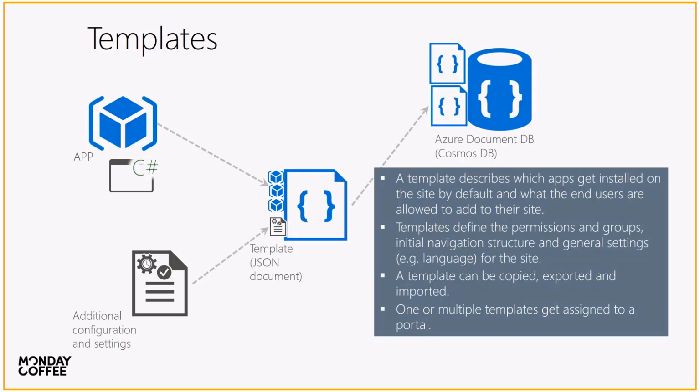So in general, the idea of our templating solution is the template describes which apps get installed on the site by default, and also what the end users are allowed to add to their site. And I'll demonstrate this in a minute. Also, the template defines the permissions and groups and initial navigation structure and just general settings like the language for the site. And we can then copy those templates and export them and import them at a different tenant, for example, and all that. And we then, in the end, assign one or multiple templates to a portal, and the user is ready to go and create new sites based on this template.